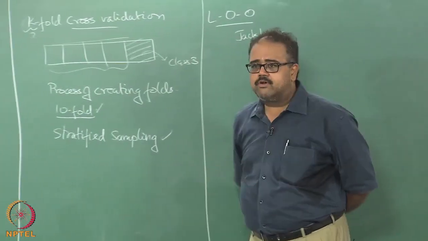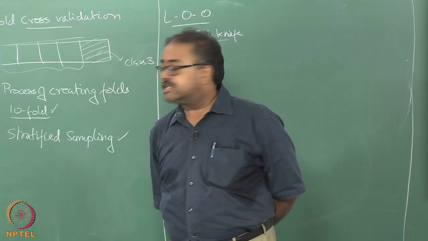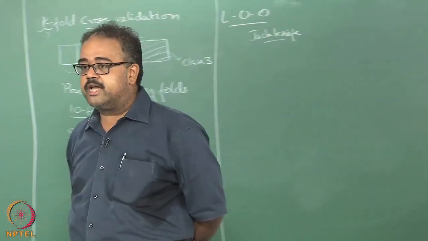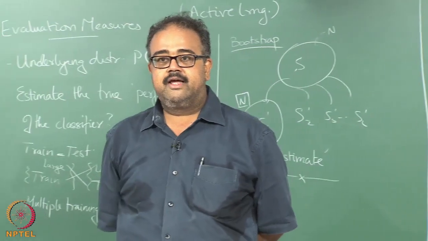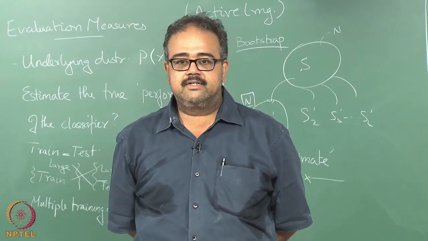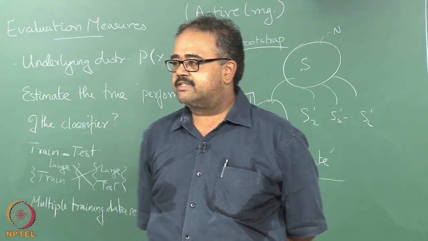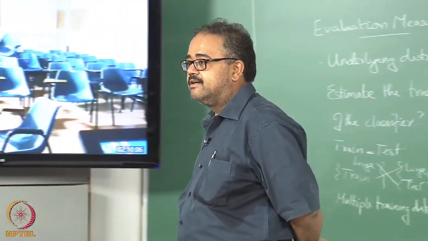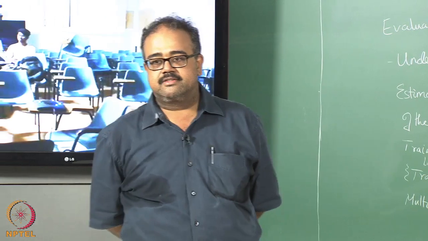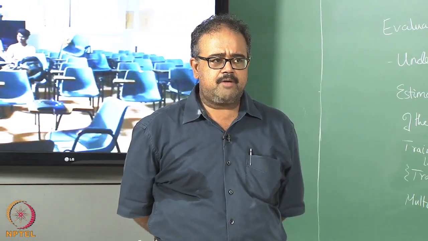If you want a more formal description of cross validation, bootstrap and leave one out and all of that, you are encouraged to read HASTIE, the Elements of Statistical Learning book, which has a very nice discussion on all of these things. So, right now I will stop here.